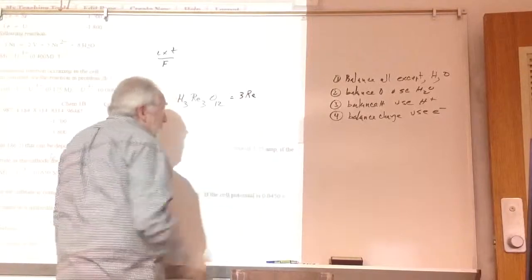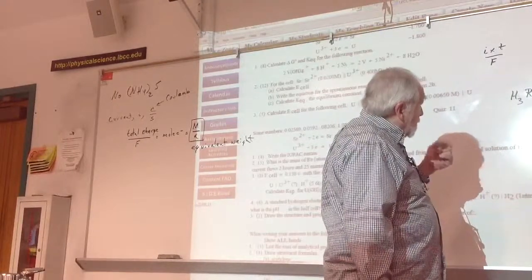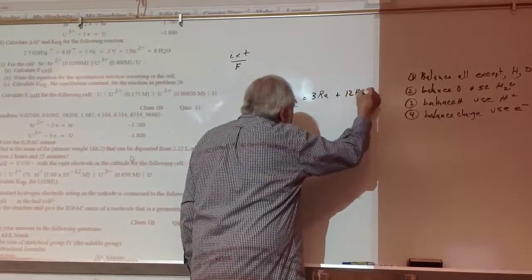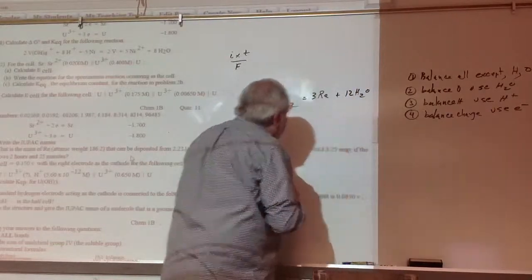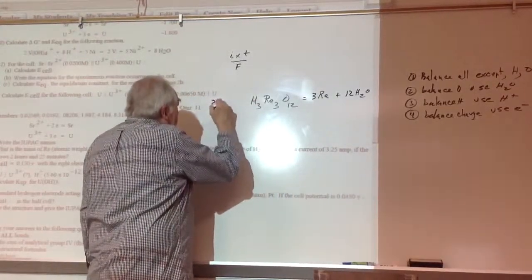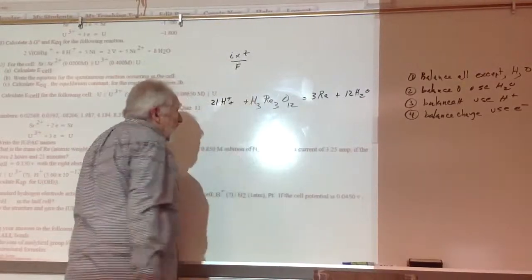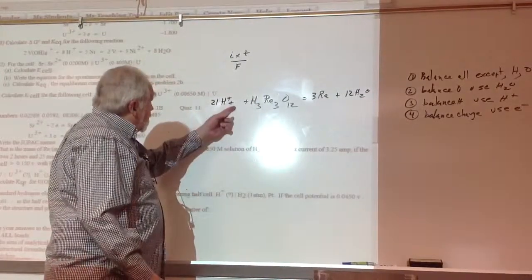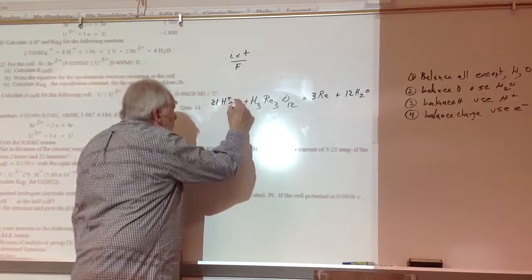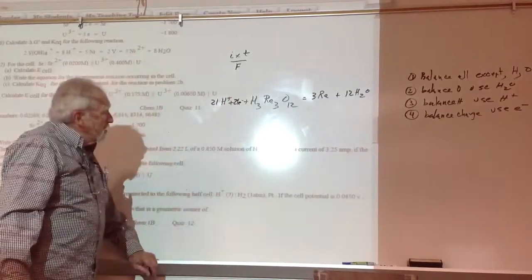You want to deposit the metal, so what you're going to end up with is just elemental rhenium. Next you balance the oxygens. Then you balance the hydrogens. There's 3 and there's 24, so you have 21 H pluses. And then you want to balance the electrons. The charge on the right is 0, so you need 21 electrons on the left side.